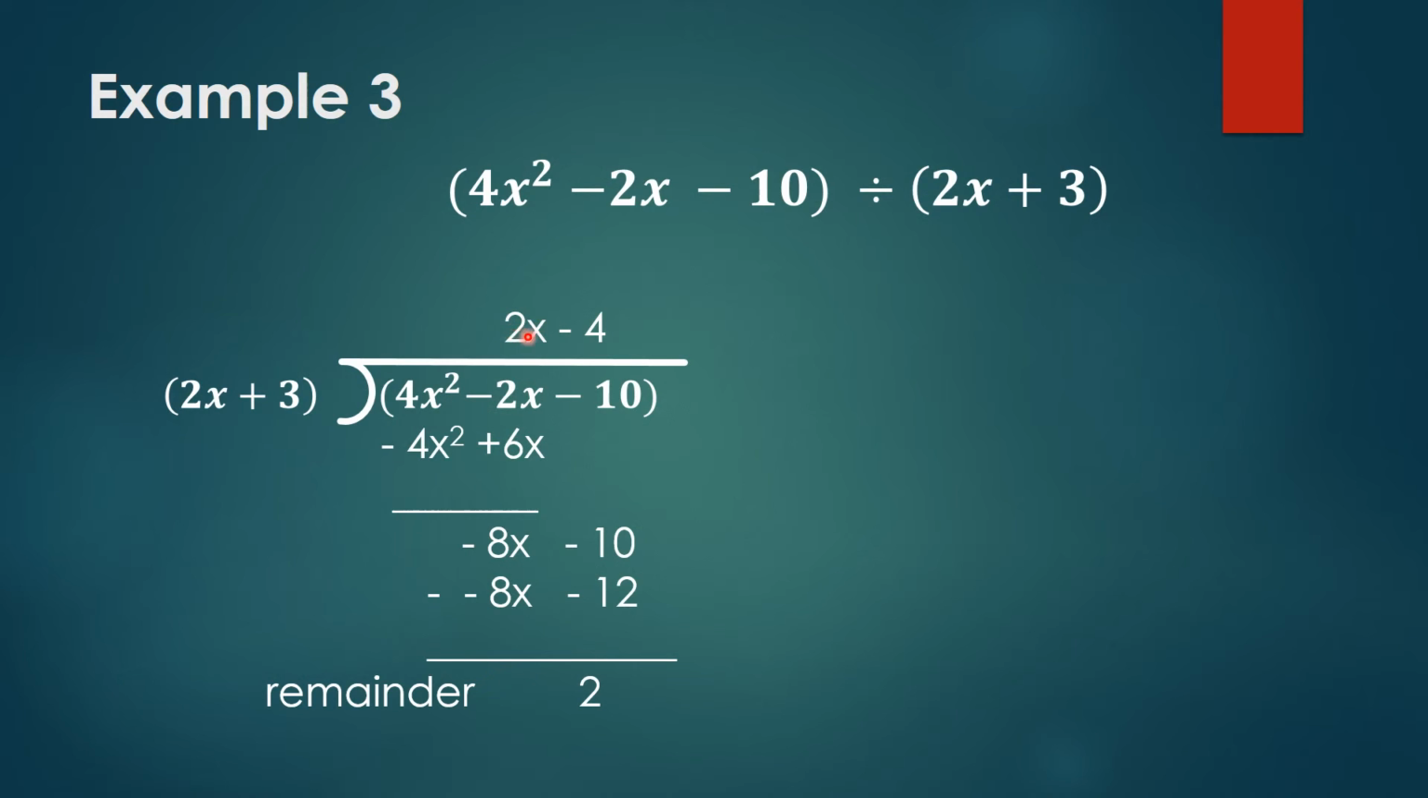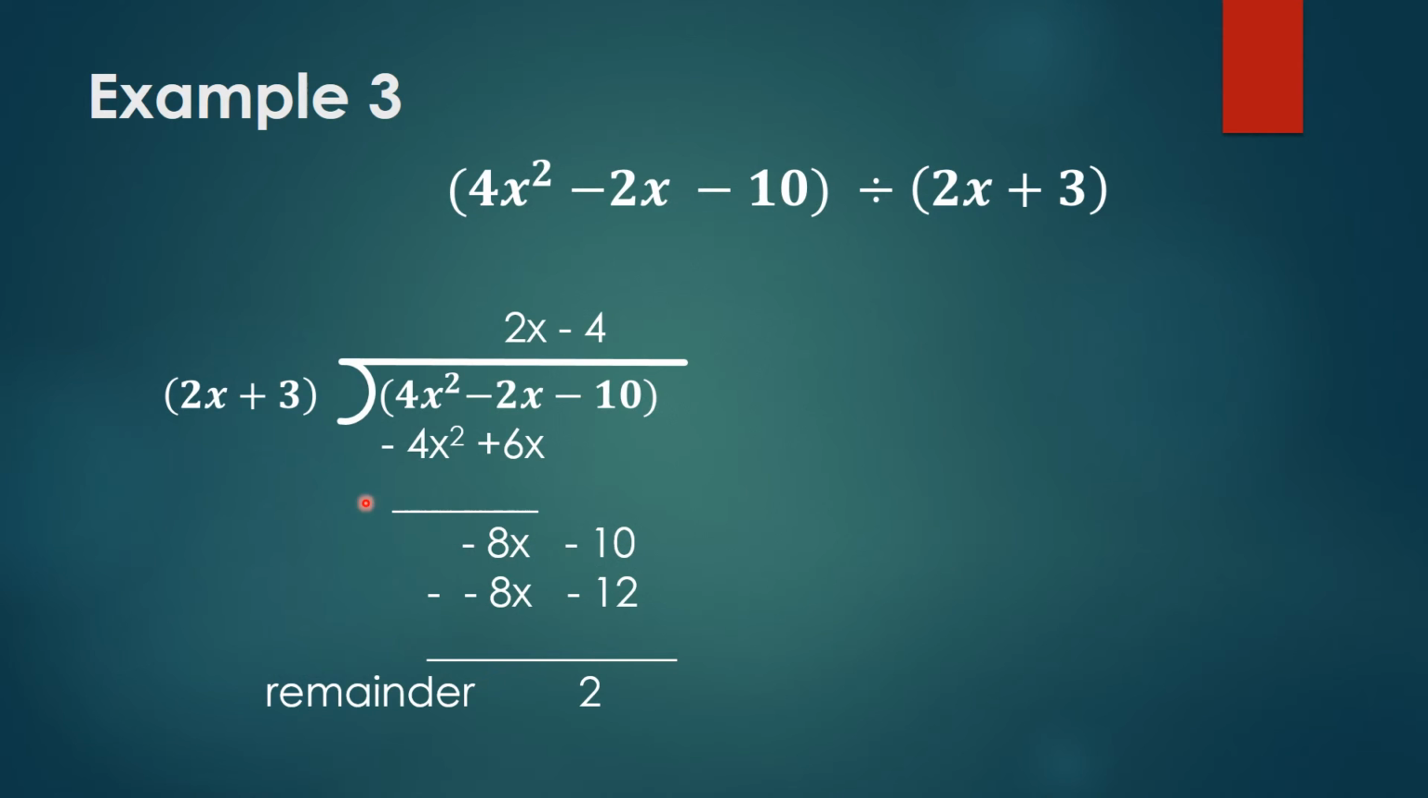So then you take that first term that you decided on and you multiply it by each term in the divisor. 2x times 2x is 4x squared. 2x times 3 is 6x. And then you put the subtraction term here. So 4x squared minus 4x squared is 0. Negative 2x minus 6x is negative 8x. See, negative 2x minus plus 6x is negative 8x. You bring down the 10, and then you start over again.